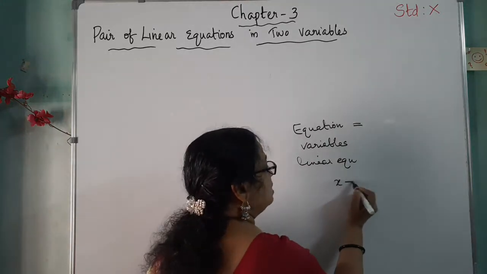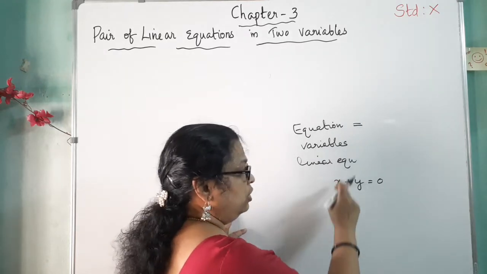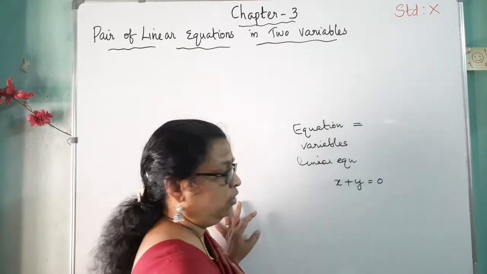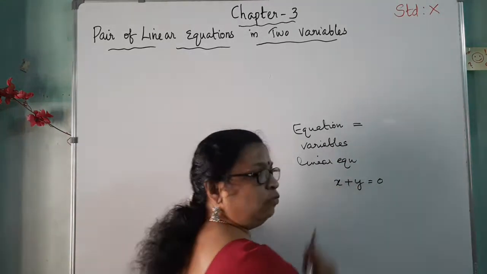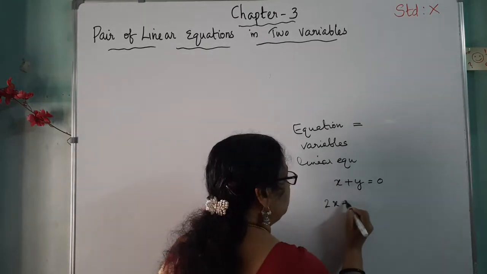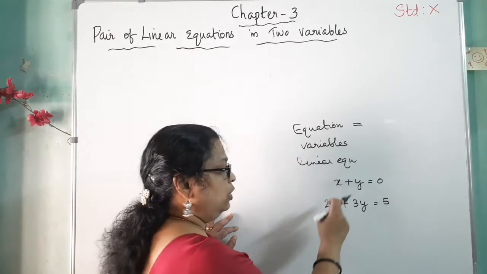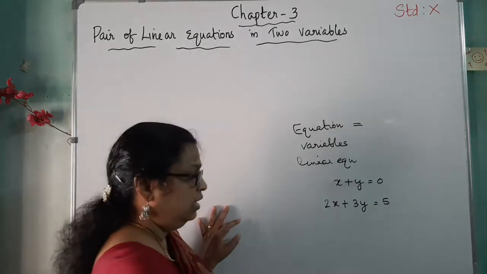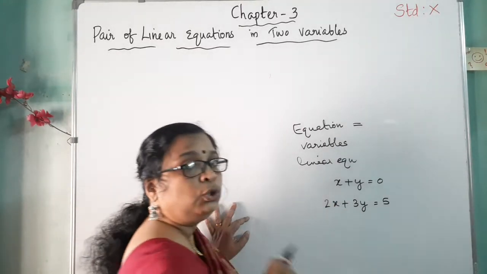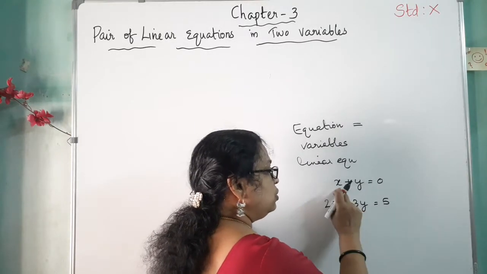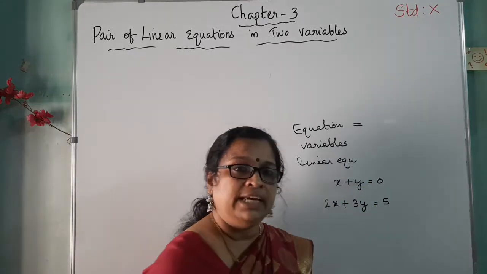For example, x plus y equal to 0. This is an equation and also a linear equation. Power of x and y are 1. Then x is a variable, y is a variable. That is, two variables are there, x and y. Then another equation, 2x plus 3y is equal to 5. This is also a linear equation. Power of x and power of y is 1. Then this equation also consists of two variables, which are x and y. So these two equations, the variables are same.